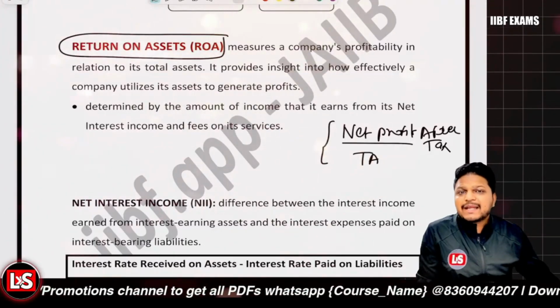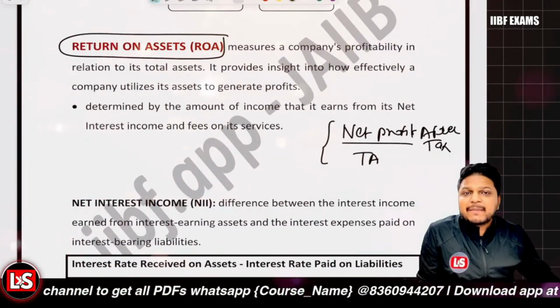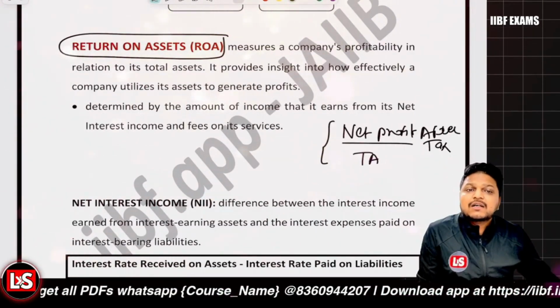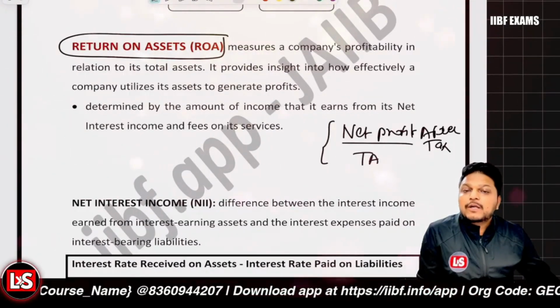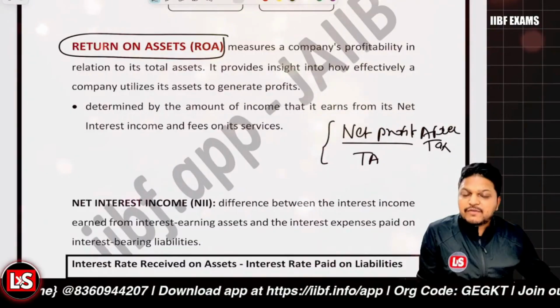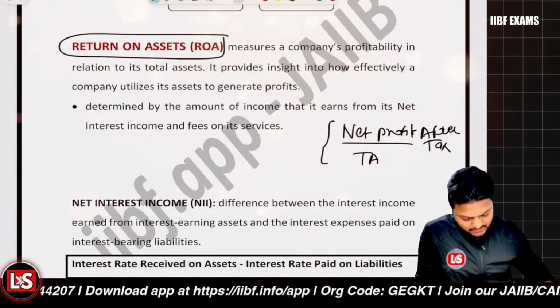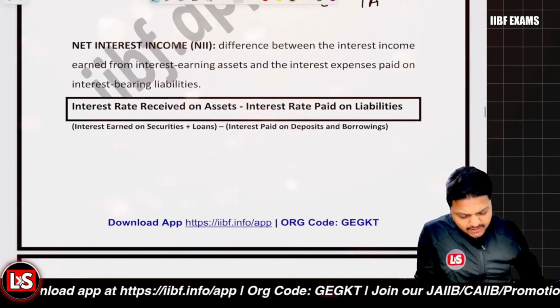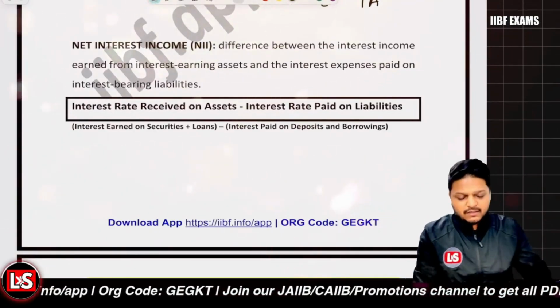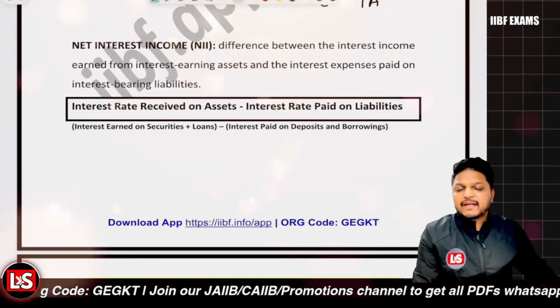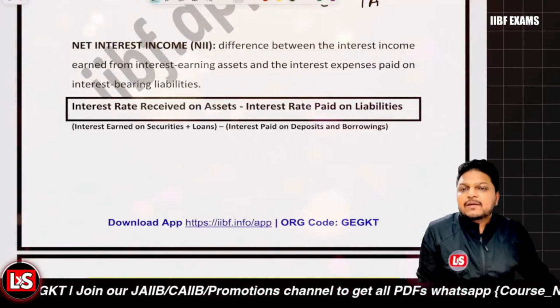And what it tells us is how effectively the management is utilizing the company's assets so that we are able to produce the earnings. And further, what are the components? One is related to NII, that is net interest income.